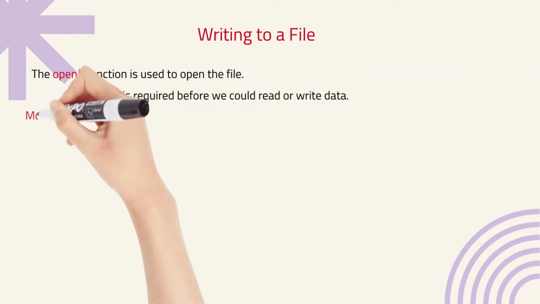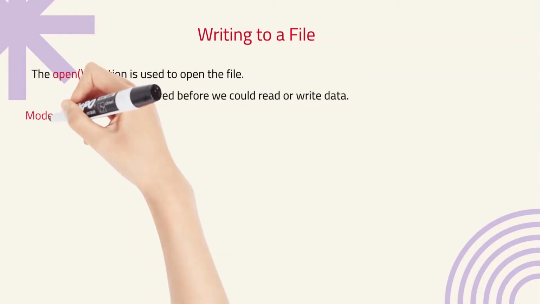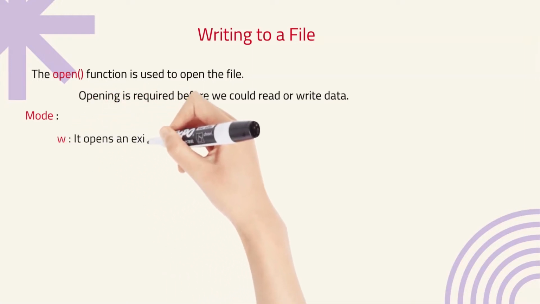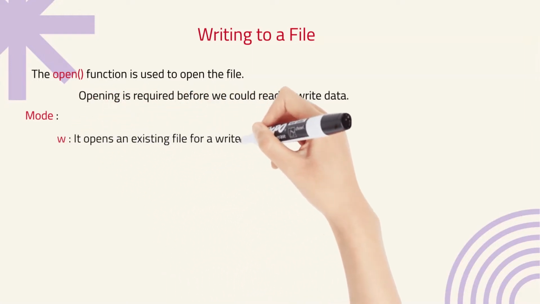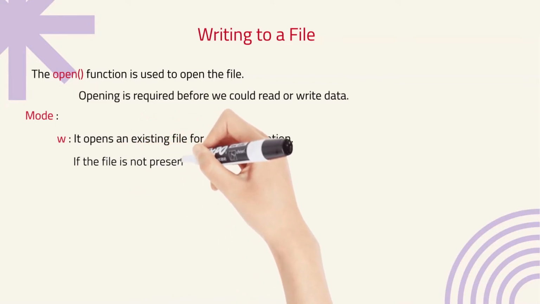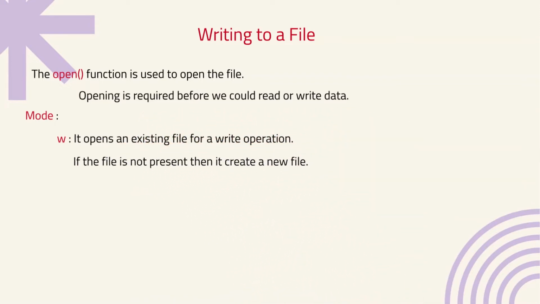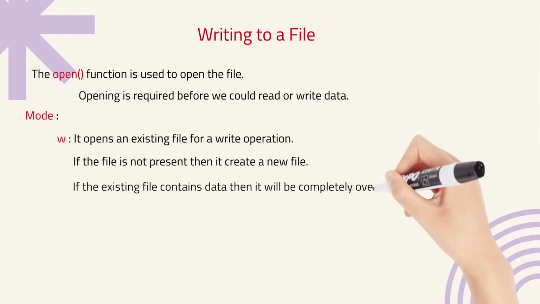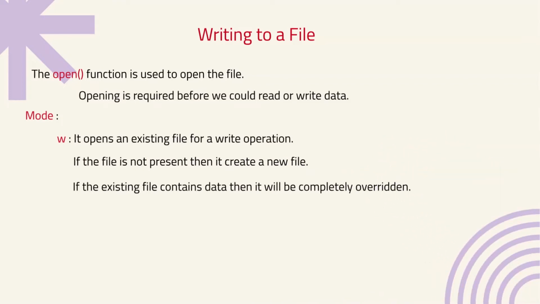The different modes which can be used to write data into files are: first is the character W, which represents write operations. It opens an existing file for a write operation. If the file is not present at the location mentioned in the program, then it will create a new file. If the file is present and it contains data, then all of its content will be completely overwritten before writing new data into the file.